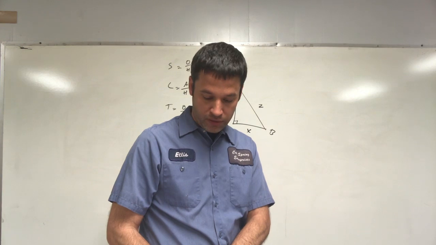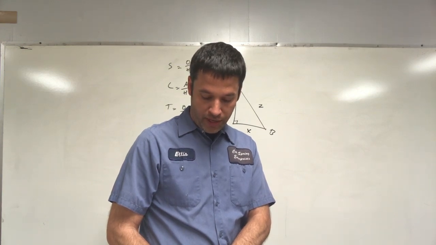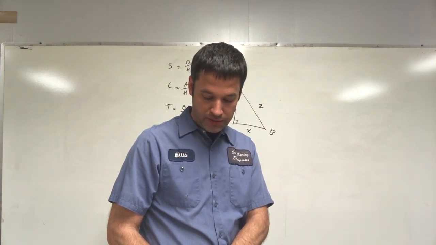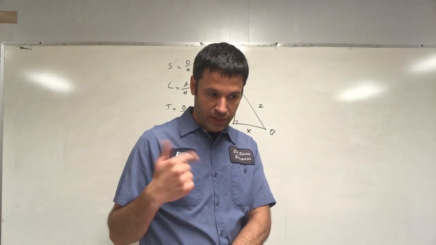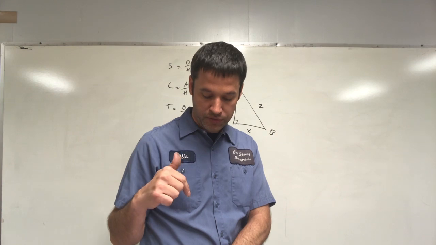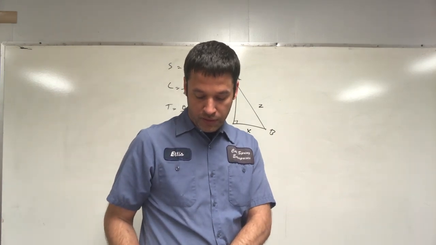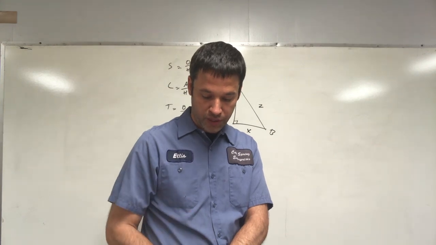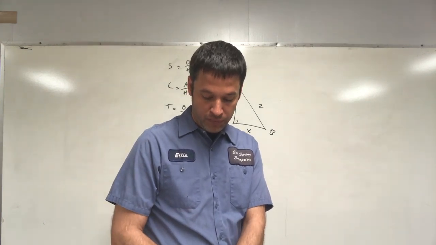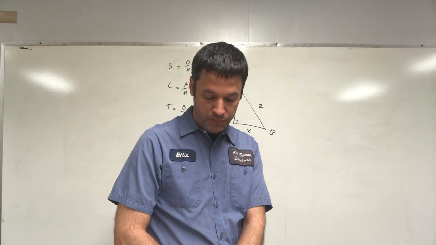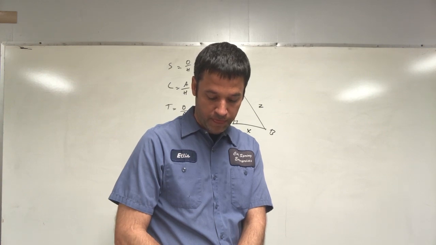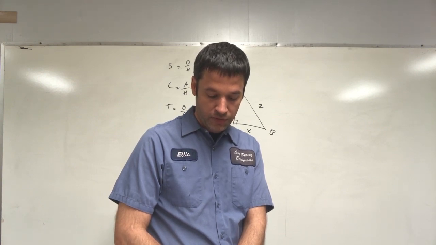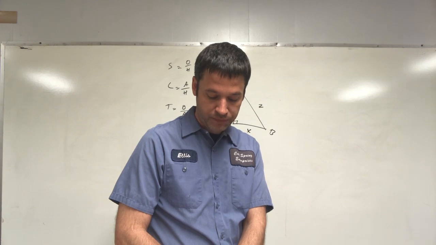All right, 28. Write the sine of M as a fraction and then as a decimal rounded to the nearest hundredth. So sine, SOH, is opposite over hypotenuse. Sine of M: opposite is 33, hypotenuse is 45, so 33 over 45, that's a fraction. Convert that to a decimal, and you get 0.73. That's rounded to the nearest hundredth. So the sine of M is 0.73.